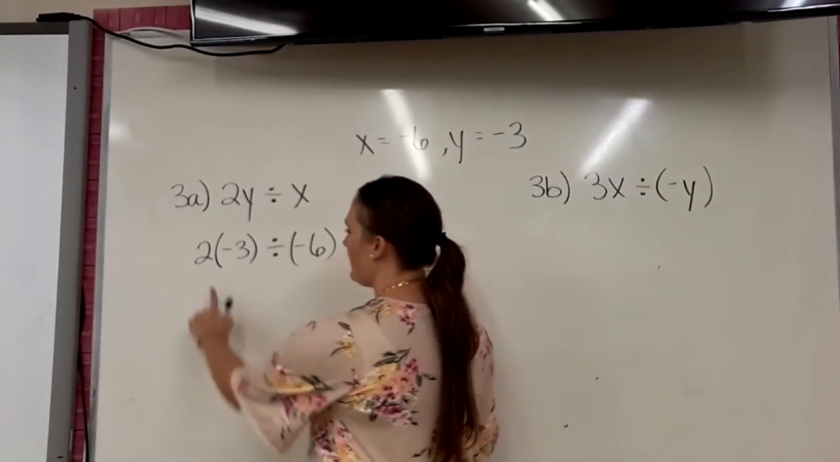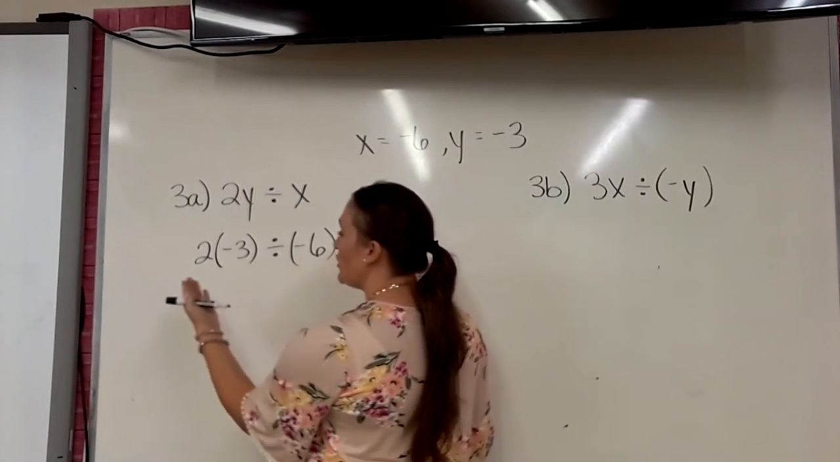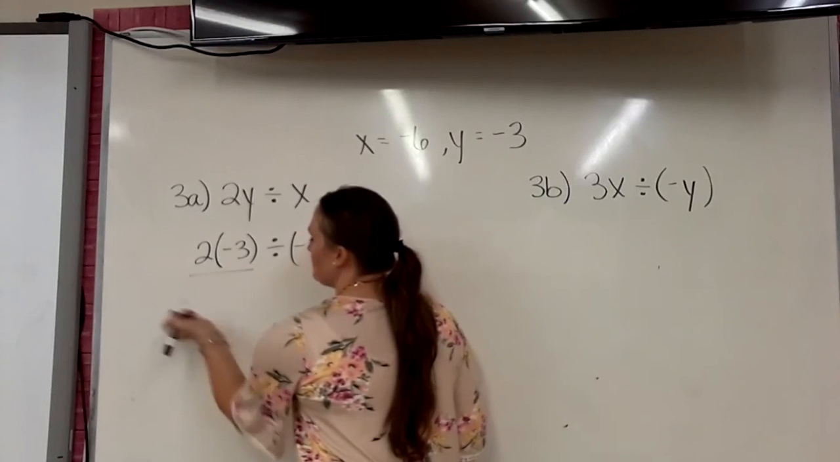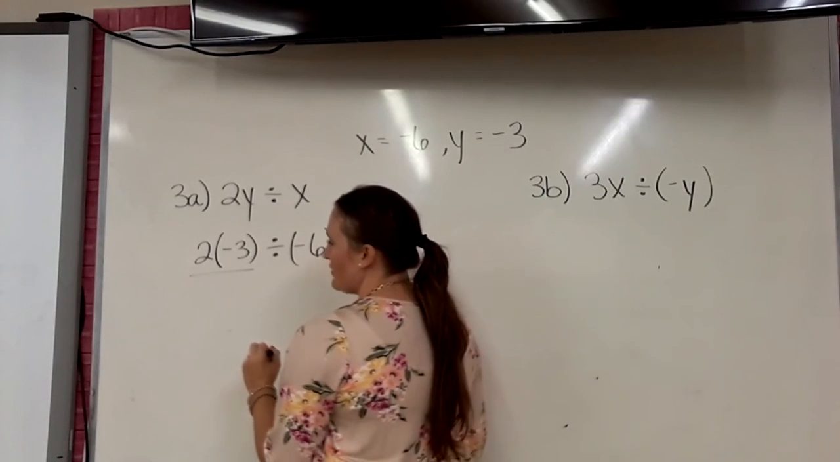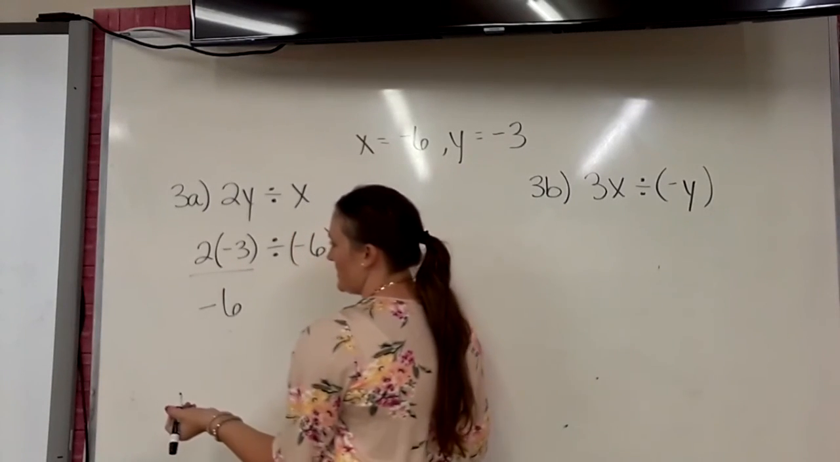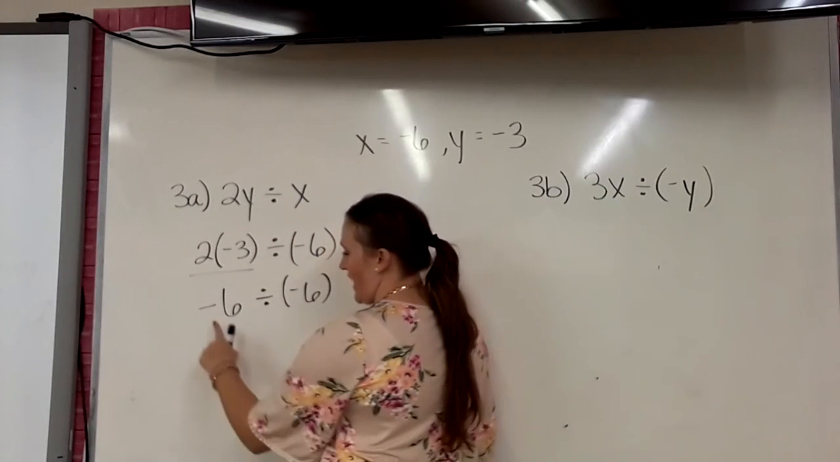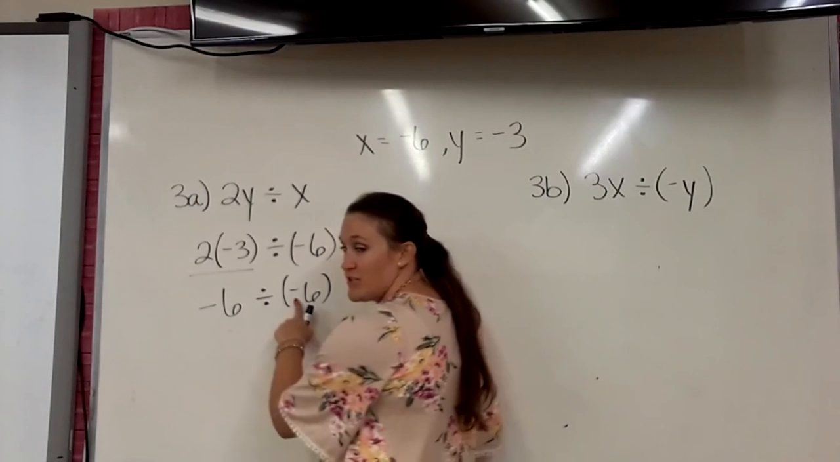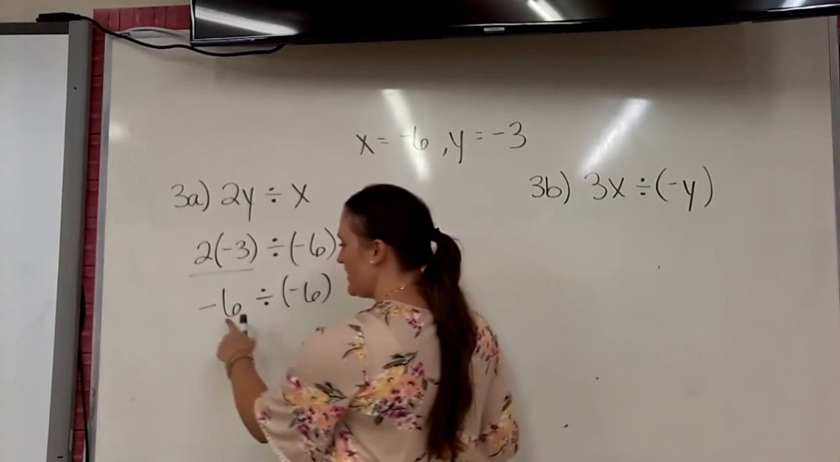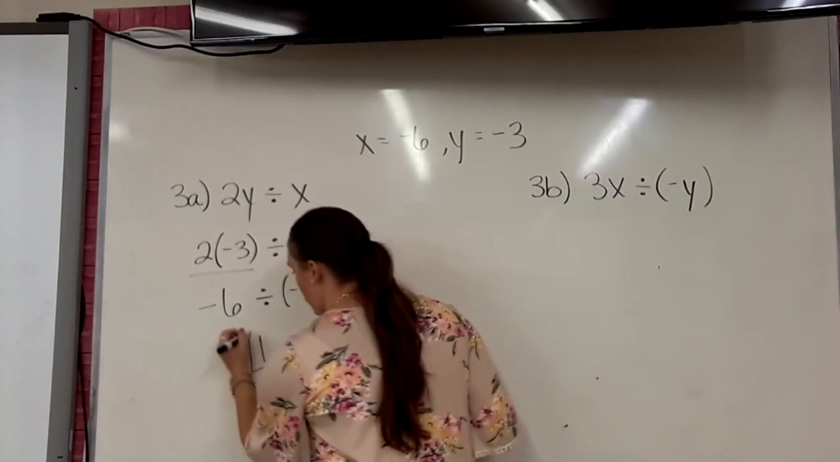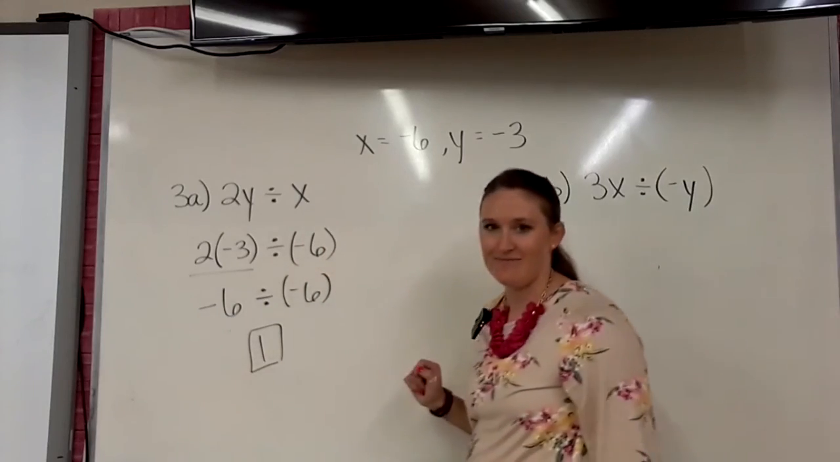All right, so now I have multiplying and dividing. You do whichever one comes first in the problem. 2 times negative 3 is negative 6. I'm going to go ahead and rewrite everything else. Now, I have a negative divided by a negative, so they cancel and make it positive. 6 divided by 6 is 1. All of that, and it just equals 1.